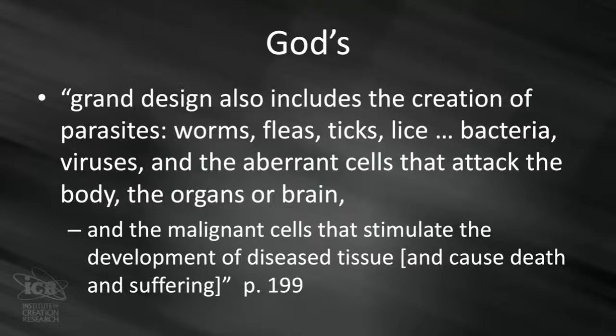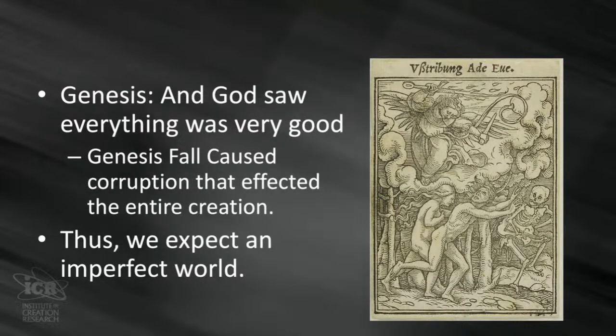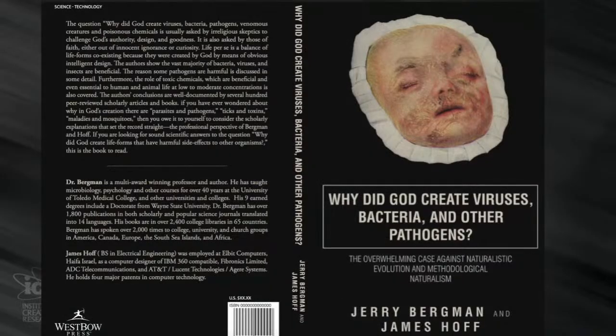So why would God create, and especially the focus now is on germs, especially since Genesis says, and God saw everything was very good. The Genesis fall caused corruption that affected the entire creation. So everything originally was very good, but the fall occurred. Thus, we will expect an imperfect world, which is what we see around us. And this is the original cover I had for my book. And my publisher said, no way.